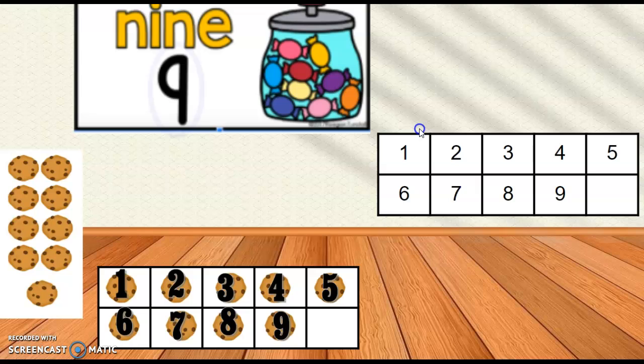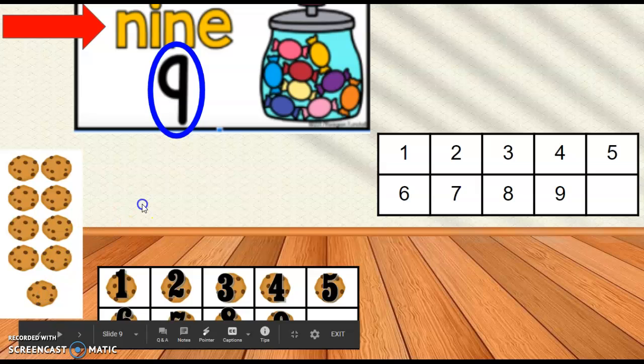All right, so let's review. So this is the number 9 in number form, how we use it in math. This is the number 9 in word form. Let's spell the number 9. Ready? N-I-N-E, 9. And then this is a picture representation of 9. Now remember, this is a set of 9 cookies. Let's count them. 1, 2, 3, 4, 5, 6, 7, 8, 9. And then we have 9 cookies on a 10 frame.